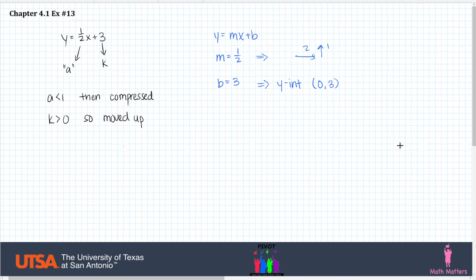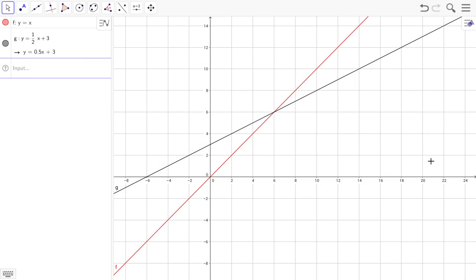So if we look at this on a graph, we see that the original function, the parent function y equals x, is graphed in red. And we have our original y-intercept, which is 0. And then the slope is going to be just a standard 1. Then we have the black line, which is a transformed graph, y equals 1/2 x plus 3. And in this case, the y-intercept is now up to 3, while the slope has been compressed since 1/2 is smaller than 1.